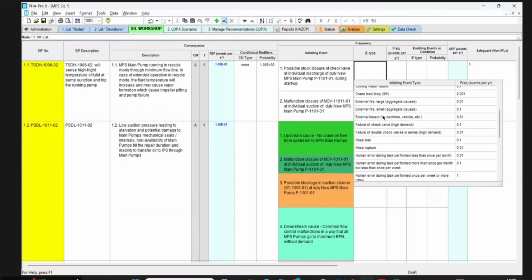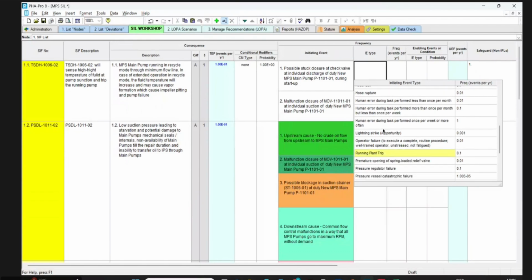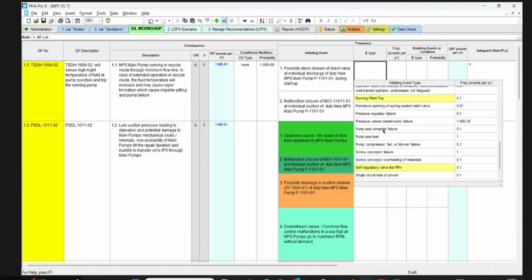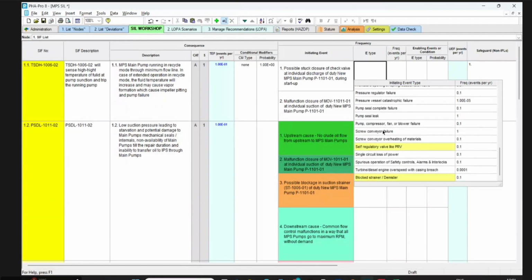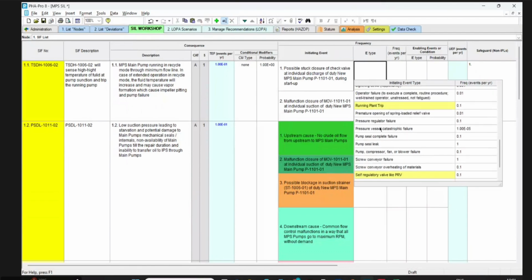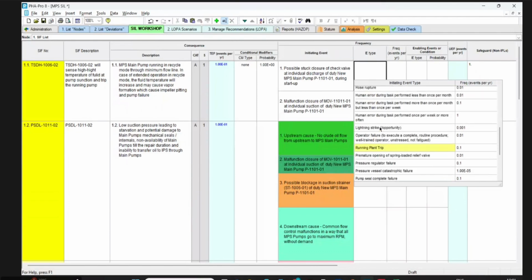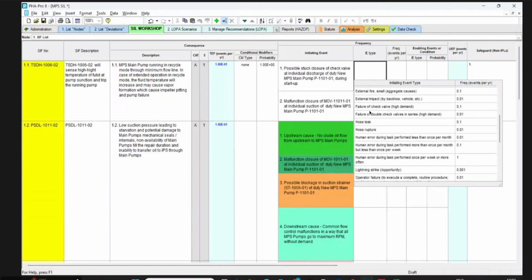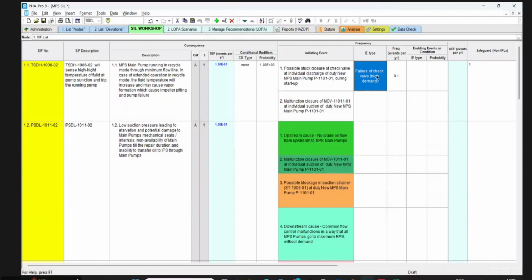So guys, I want your help. Can you please help me about the single? What is the right regulator? No regulator. Check valve is there or no? Check valve, failure of check valve. So guys, can I put this one? So this is right, failure of check valve on high demand.